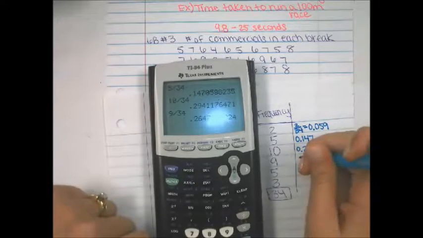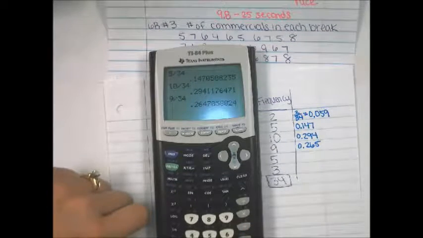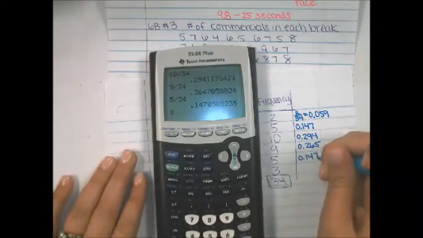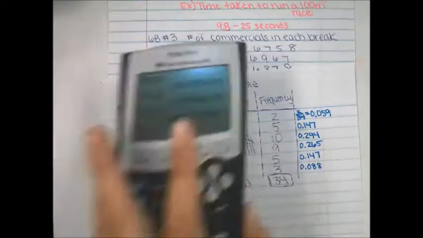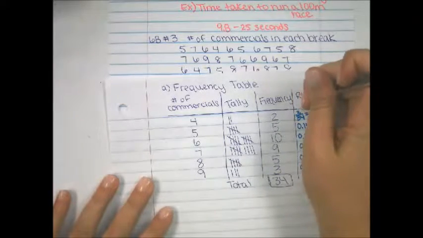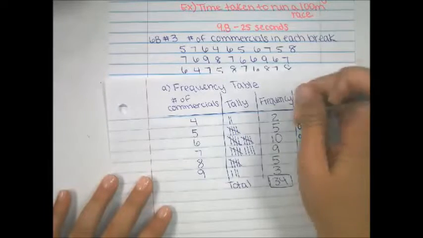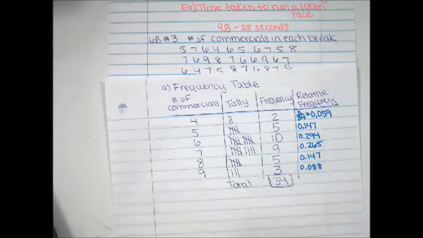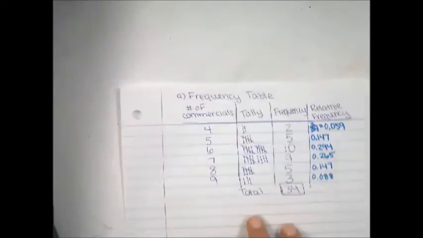9 out of 34, this is the second most likely, 0.265. Let's see, 5 divided by 34 gives me 0.147, and 3 divided by 34 is 0.088. So those are relative frequencies, so they're in relation to how many shows that you watch. Relative. Okay. And that's the frequency table. That's a complete frequency table that displays how often should you expect to watch different commercials on your break.